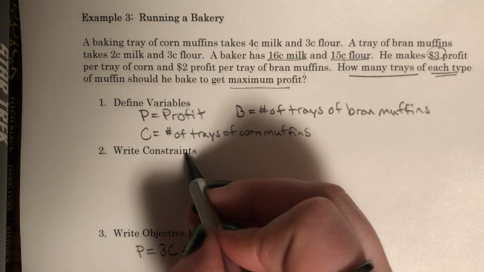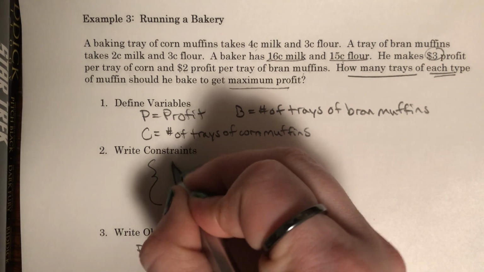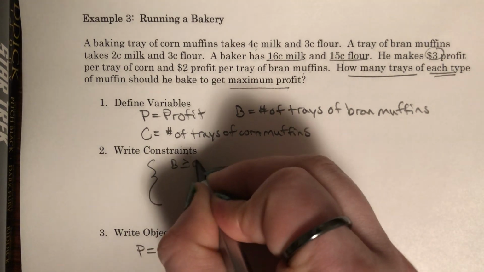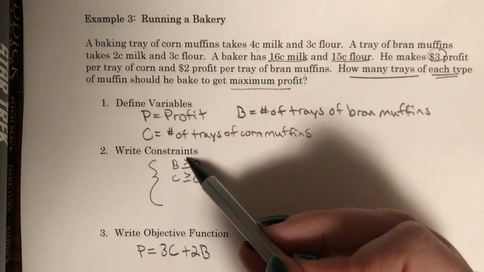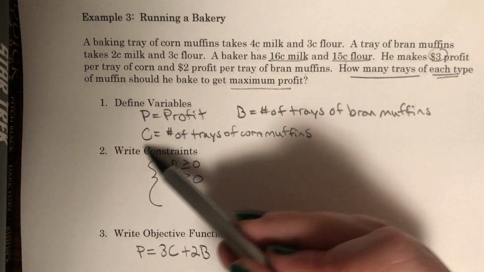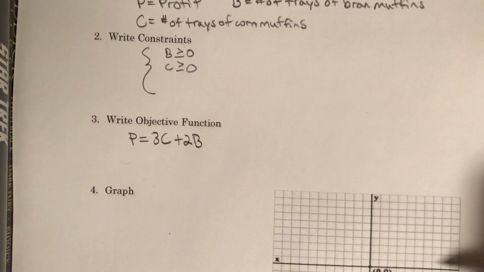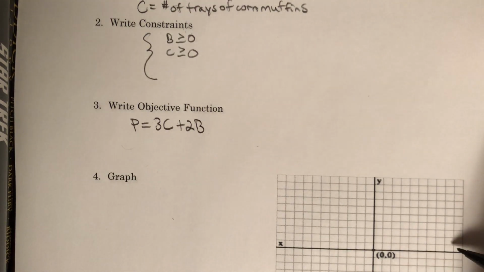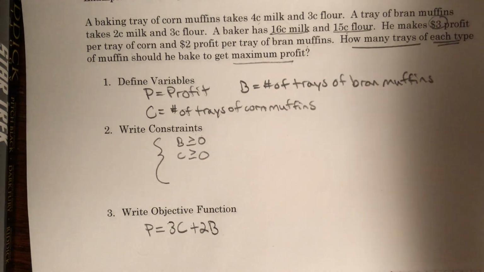All right, now writing these constraints. That means that B has to be greater than or equal to 0 and C has to be greater than or equal to 0. That constricts us, hence the term constraint. It constricts us to just the first quadrant. We are not going to go outside of this first quadrant. That's why it's important to write these down.